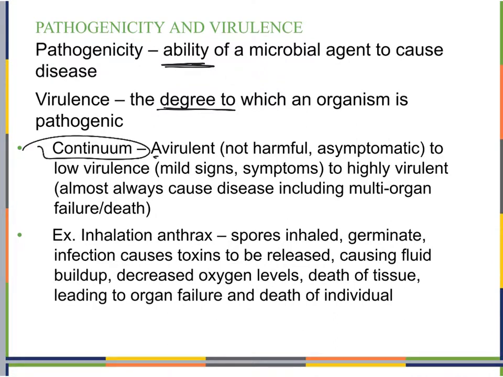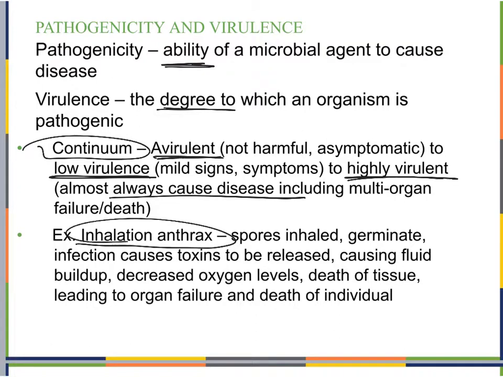So we have things that are avirulent, so not harmful or asymptomatic, they don't have these symptoms, to low virulence, which gives us just mild signs, mild symptoms, kind of feeling a little bit yucky, to highly virulent, so almost always causes disease, including multi-organ failure or death. So we have a continuum, and of course there's everything between all of these things as well. So everything from doesn't do harm and is asymptomatic, all the way up to likely will cause death or organ failure, and everything in between.